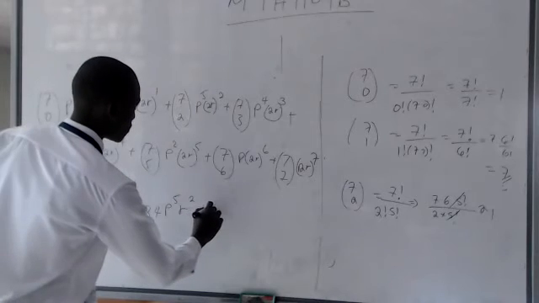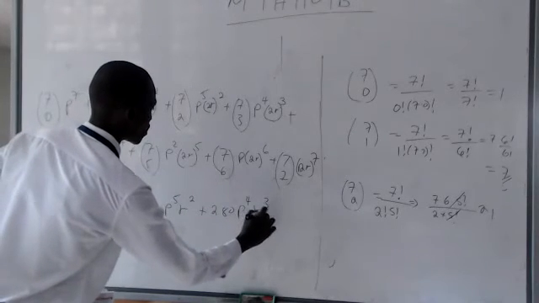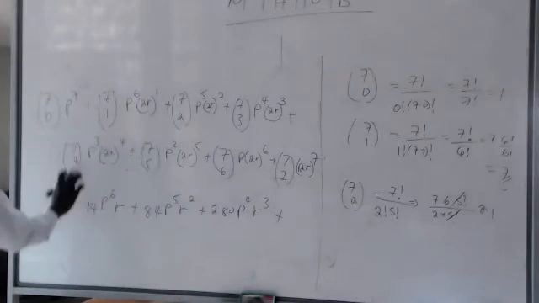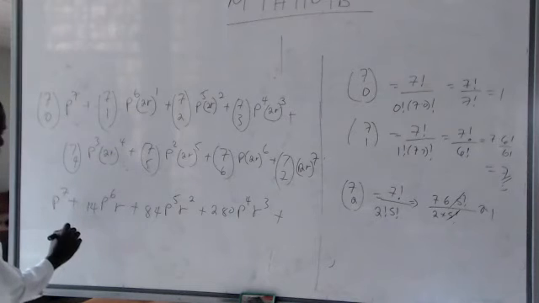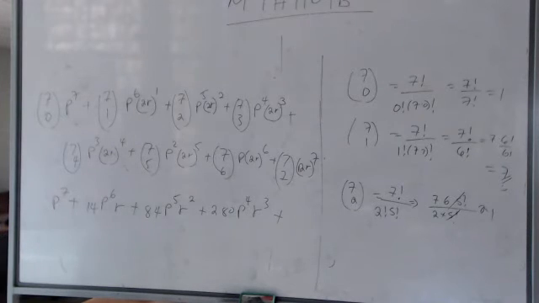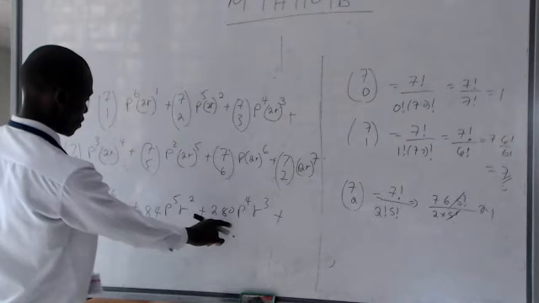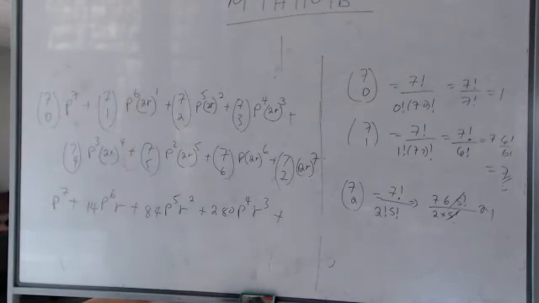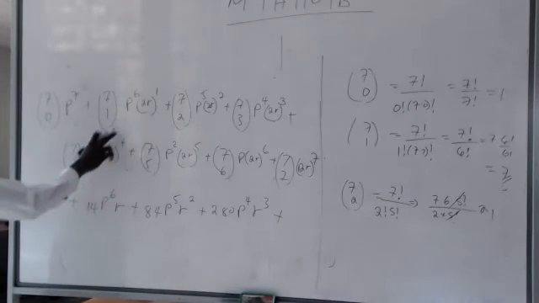280 e to the 4 r cubed plus 7 combination 4 should be 280. Not 280, should be 35. 7 combination 4, is it 35? Yeah, it's 35. And then here we have 2 to the 4, 16.